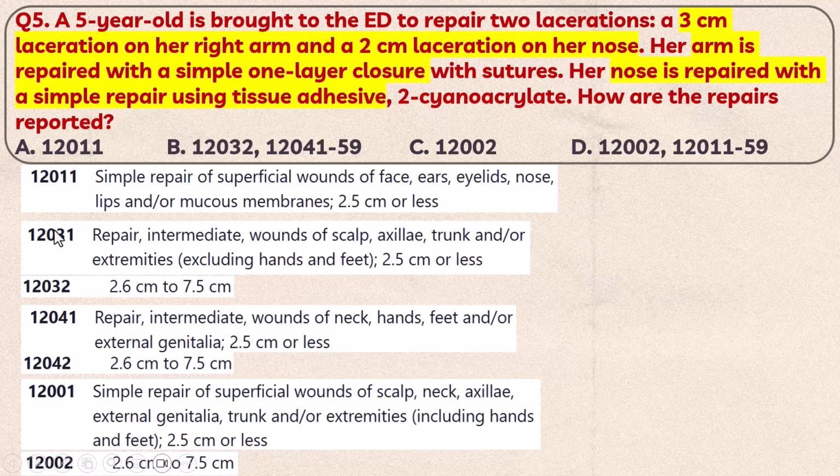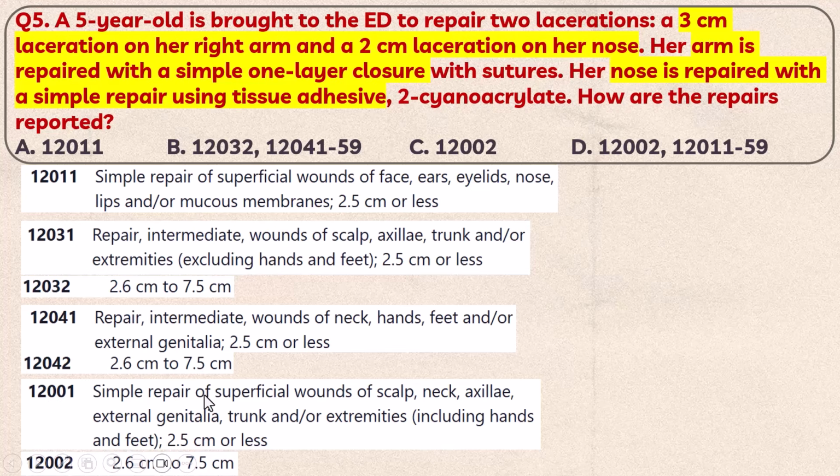When you look at other code 12,031, that is repair intermediate. But our two lacerations are simple, not the intermediate. So you can use this code. So 32 also not possible. 12,041 also repair intermediate. So that also not possible.